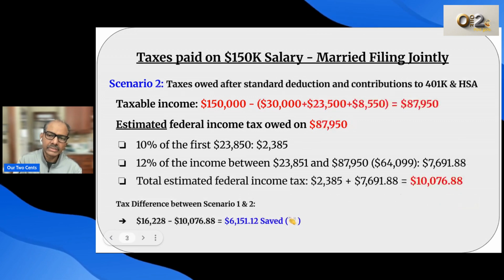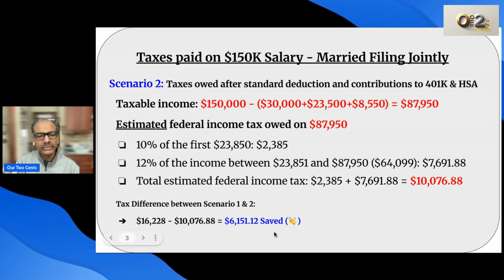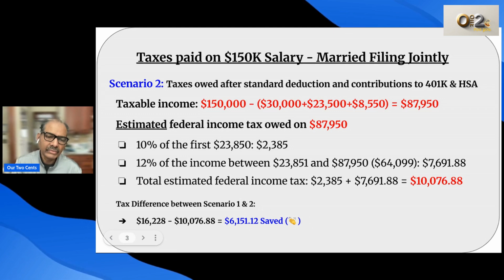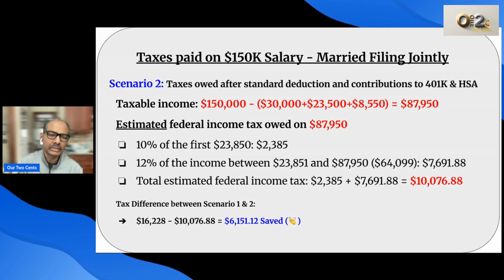And if you look at the second scenario, the total tax liability is $10,000.76, and the difference you saved is $6,151, right? And this savings every year you can contribute towards other investments or use it towards other expenses, right? Ideally, you want to use it for other investments so it can grow as well.